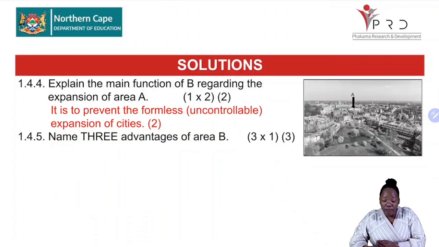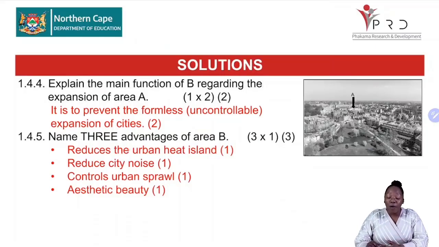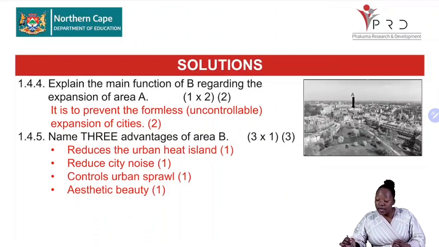Then your number 5, 1.4.5, you name 3 advantages of area B. So we've already identified there is water, there is vegetation, there is trees. So what are the advantages? Number 1, it reduces the urban heat island. Remember, because of the activities that are done at A, and you're looking there, the area mostly it's paved, which attracts or absorbs the heat. And also looking at B, because of these physical or natural features, which will then reduce the urban heat island.